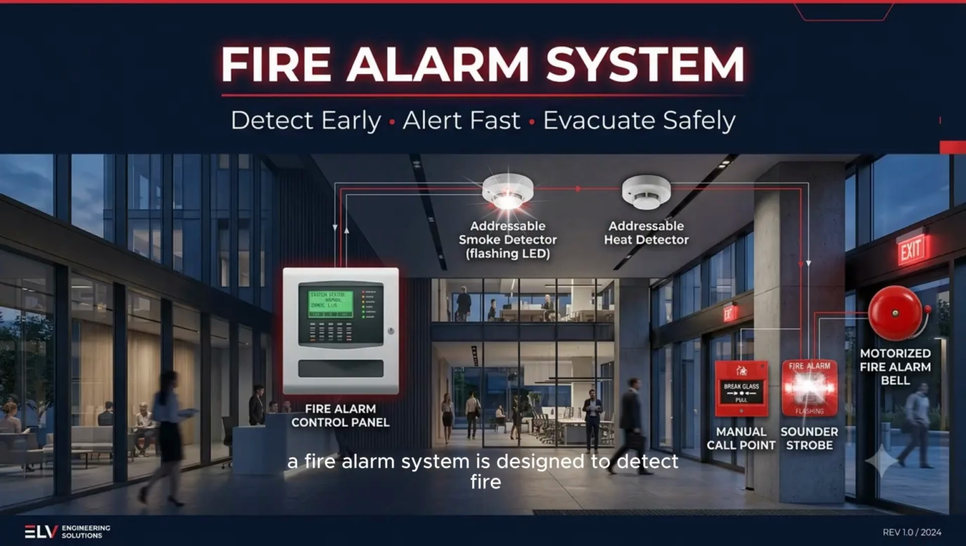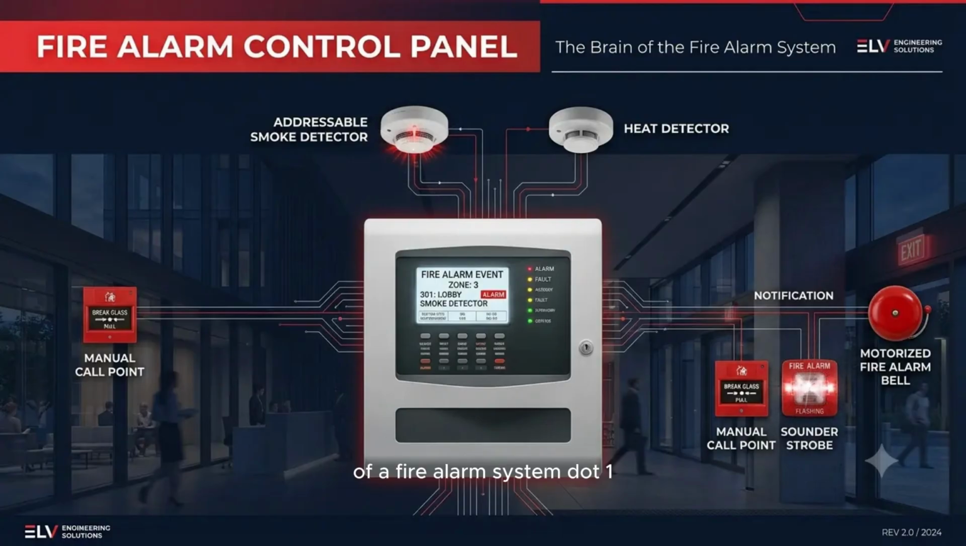A fire alarm system is designed to detect fire or smoke at an early stage, notify people inside the building, and help them evacuate safely. The main purpose is not only to make an alarm sound. A properly designed fire alarm system should detect a fire quickly, identify the location of the fire, notify occupants, and activate other systems when required. So, let's talk about the main components of a fire alarm system.